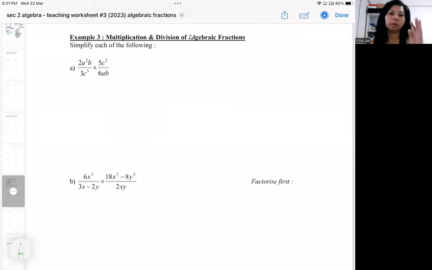Okay, in these two examples, I'm going to focus on the multiplication and the division of algebraic fractions. Multiplication and division behave very much like cancelling as well. There's a lot of cancellation. Again, there will be factorization that helps you with the cancellation. The same logic: you cancel when it is multiplied. If it's not stated as multiplied, you've got to factorize first.